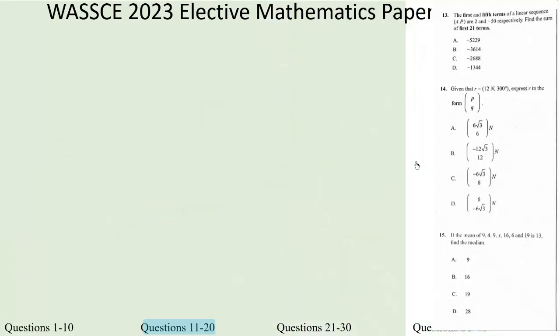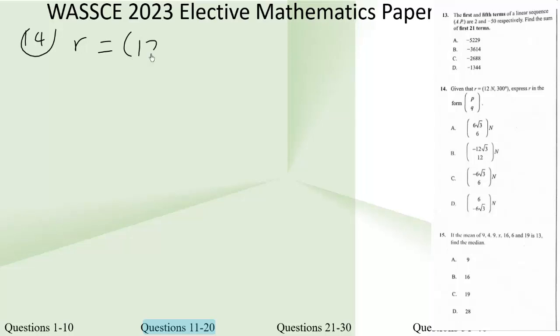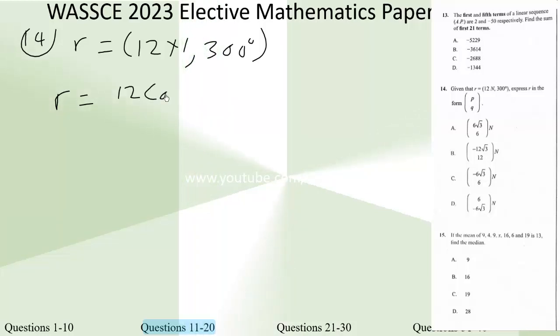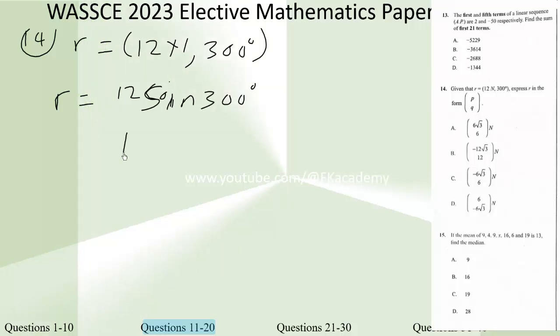Now let's look at question number 14. Given that R is equal to 12 newtons, 300 degrees, we have to express R in the form (P, Q). So R will be equal to 12 sine 300 degrees, then we have 12 cos 300 degrees.